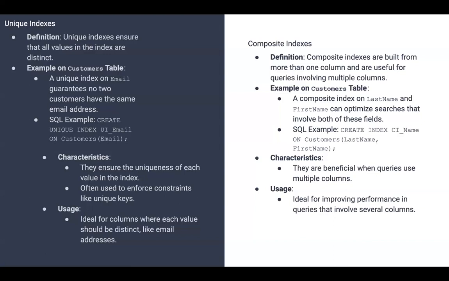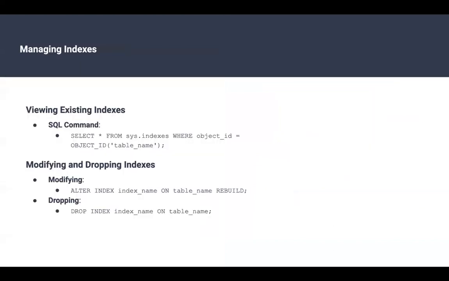So let's see what the difference is between non-clustered indexes and composite indexes, as they sound similar. Non-clustered indexes are about having a separate index structure for each column, and composite indexes are about optimizing queries that involve multiple columns.